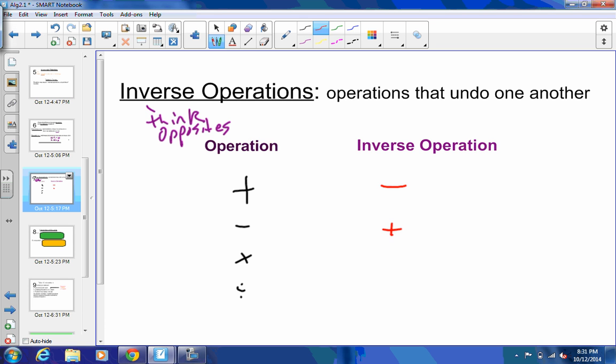I'm guessing you can probably figure out from this that the inverse operation of multiplication, if you're multiplying, you can undo it by dividing. So that would be the inverse operation of multiplication. And then likewise, the inverse operation of division would be multiplication. So today we're going to look at mostly just addition and subtraction and how we can use the inverse operations to help us solve equations. All right. So you can see addition, and we're going to use subtraction to undo it.